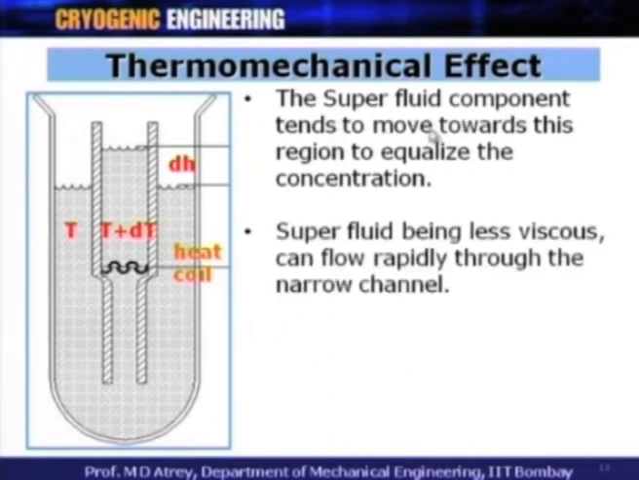The superfluid component tends to move toward the region to equalize the concentration. The superfluid, being less viscous, can flow rapidly through this narrow channel. This channel, which has a very small dimension, will not allow the normal fluid to pass through it because it is viscous. What will it allow? It will allow liquid helium 2 to pass through because it has less viscosity. So, as soon as you start heating, there is a rush of liquid helium 2 through this thin narrow channel so as to equalize the concentration of liquid helium 2 all over.